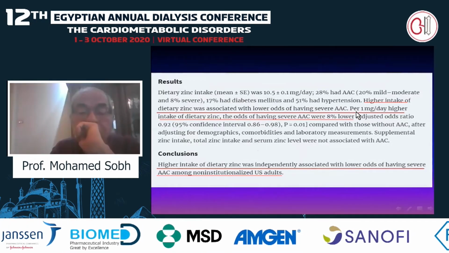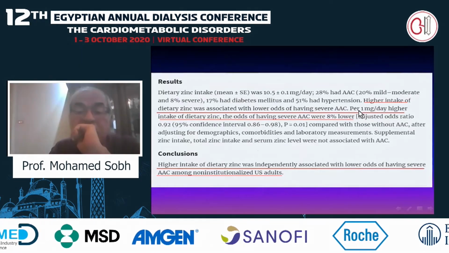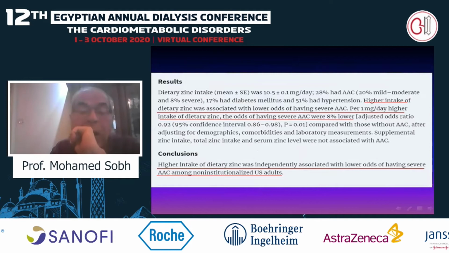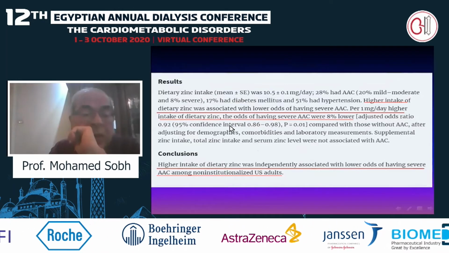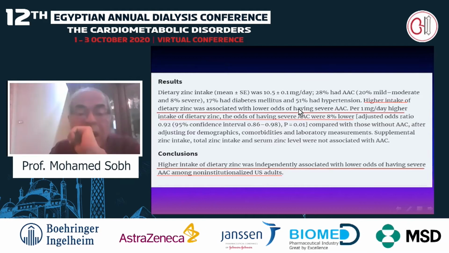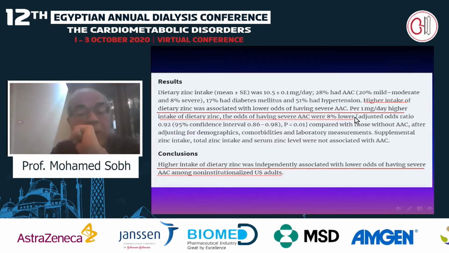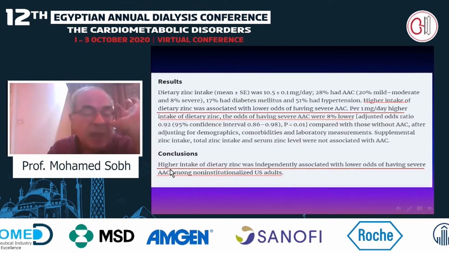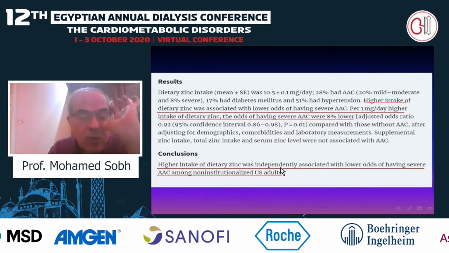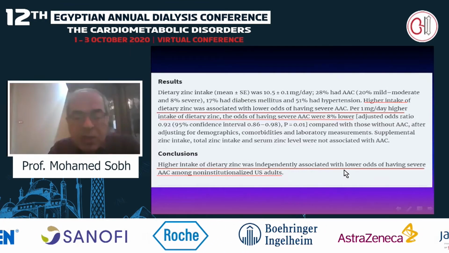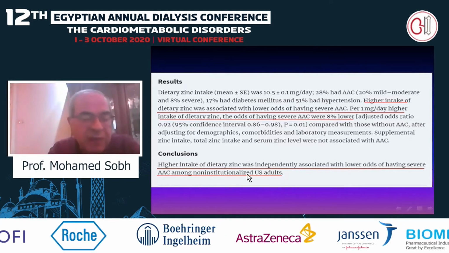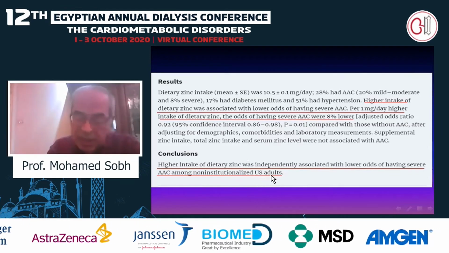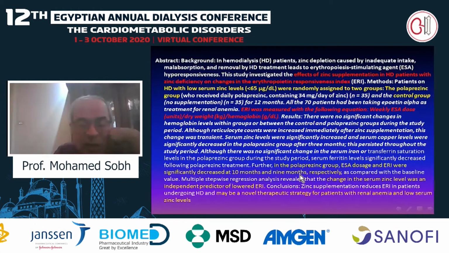They calculated this and found that for 1 milligram daily higher intake of zinc, the odds of having severe abdominal aortic calcification were 8% lower. So, calculated risk. They concluded higher intake of dietary zinc was independently associated with lower odds of having severe abdominal aortic calcification among non-institutionalized healthy adults.